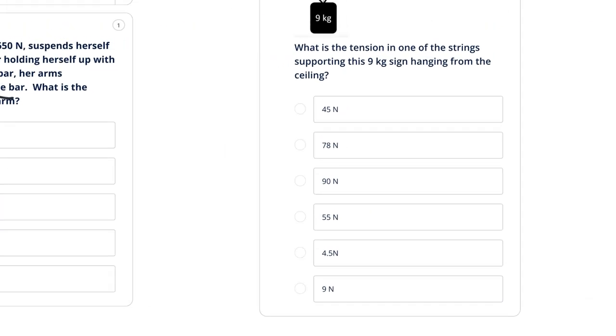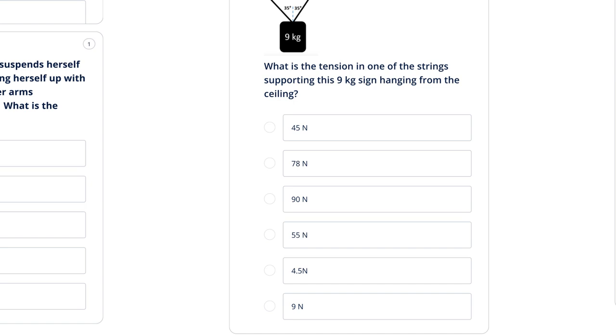Okay, let's look at number 3. This is just like the one we did in class. Was tension in one of the strings. Okay, so the weight is mg, which would be 9 times 10. And then we got tensions in each of these. But because the angles are the same for both, we can say T1 equals T2. So let's just solve for, let's say, T1.